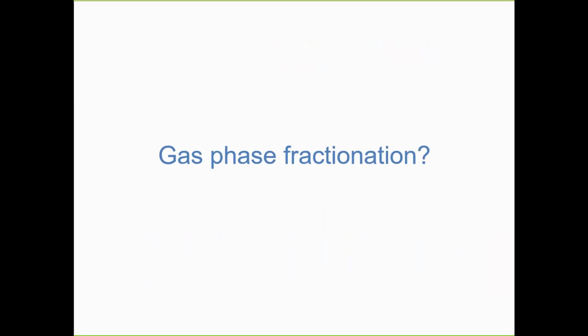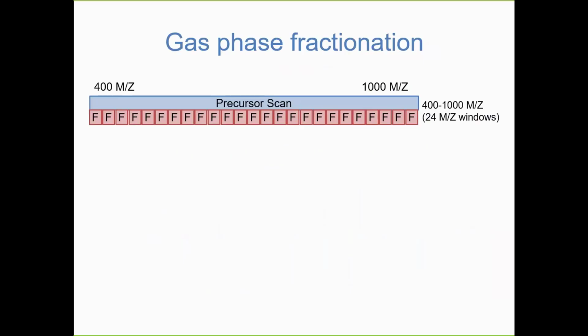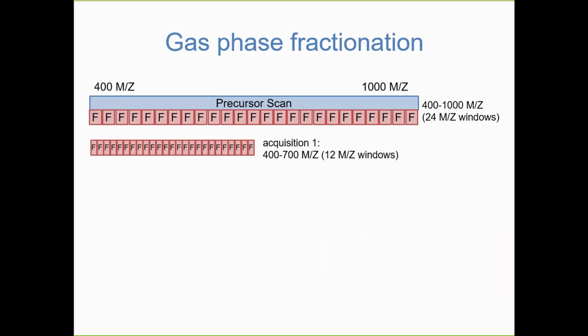One final consideration that I think you should think about is this idea of gas phase fractionation. So what do I mean by this? So typically a DIA experiment would acquire a precursor scan and 24 m/z wide windows, something like that. But potentially, if you had enough sample and enough instrument time, you could break this up into multiple acquisitions. So in the first acquisition, you might acquire the range 400 to 700 instead of 400 to 1,000, but with half the size of windows. And in the second acquisition, measure the other half from 700 to 1,000. This can be a really powerful way of decreasing the width of the windows simply just by throwing more instrument time or more sample at the problem.